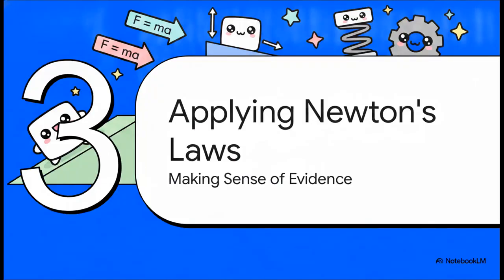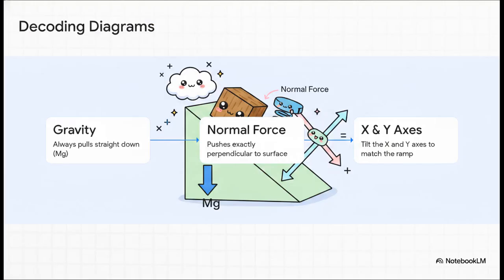Section 3. Applying Newton's laws. Making sense of the evidence. Okay, step 1, identify gravity, which we write as capital M times little g. Step 2, identify the normal force, which is pushing perpendicular to the surface. And step 3, resolve these forces into their x and y components. Actually, because the block is moving down a tilted ramp, the math becomes infinitely easier if we just tilt our x and y axes to match the ramp itself. It's a real game changer.